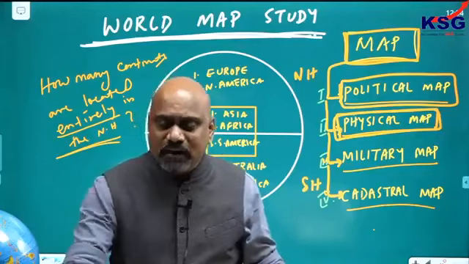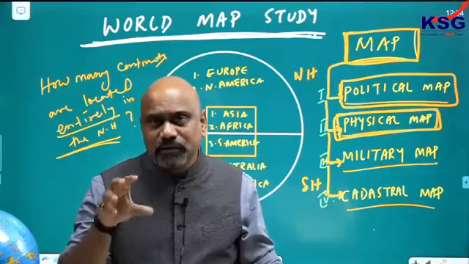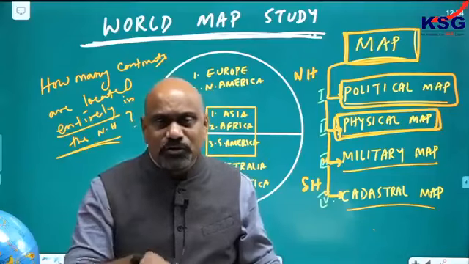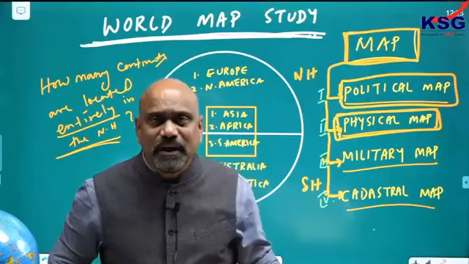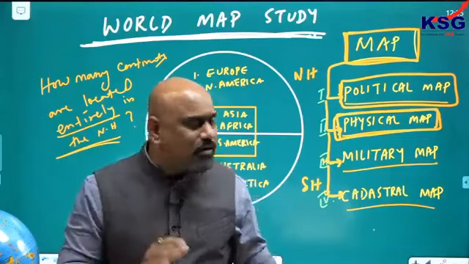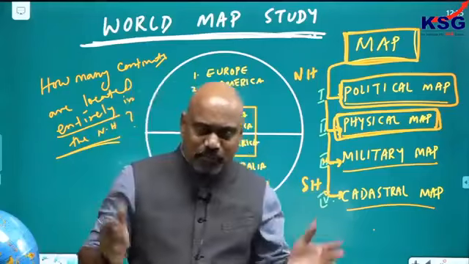Okay, for example, your village map in which your street is shown. This is a cadastral map. Your land records are a cadastral map. A small area is shown in the map.